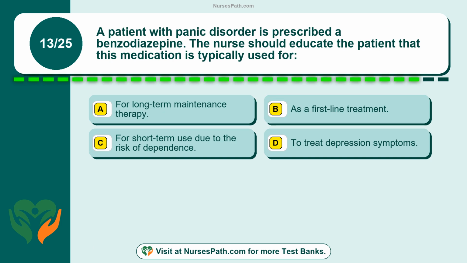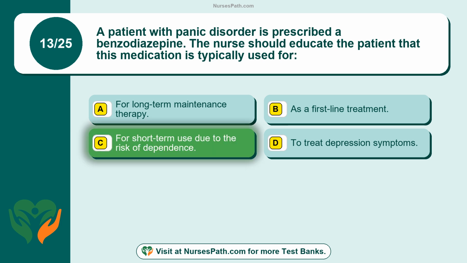Question 13. A patient with panic disorder is prescribed a benzodiazepine. The nurse should educate the patient that this medication is typically used for: Option A. For long-term maintenance therapy. Option B. As a first-line treatment. Option C. For short-term use due to the risk of dependence. Option D. To treat depression symptoms. The correct answer is option C. For short-term use due to the risk of dependence.